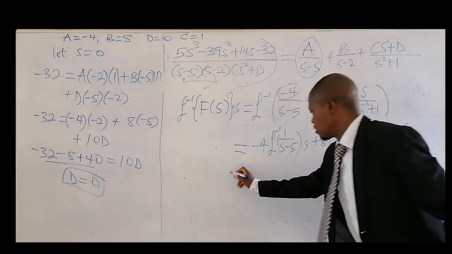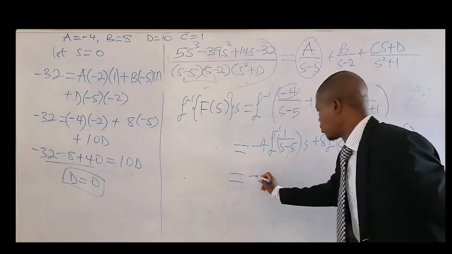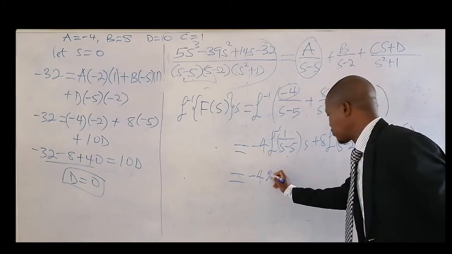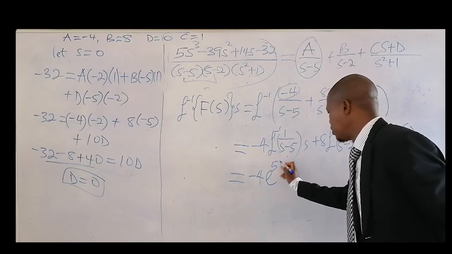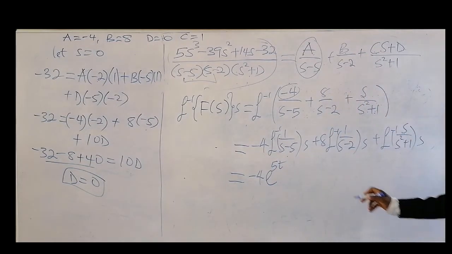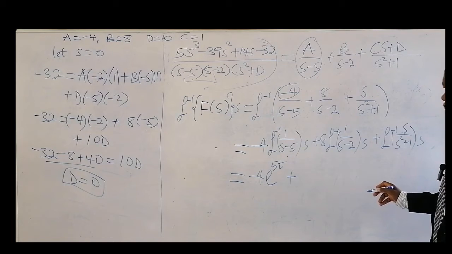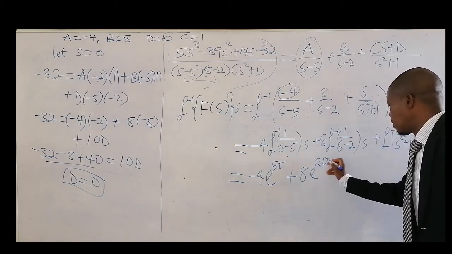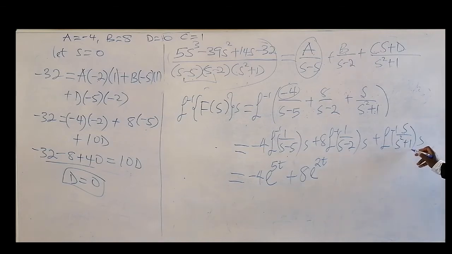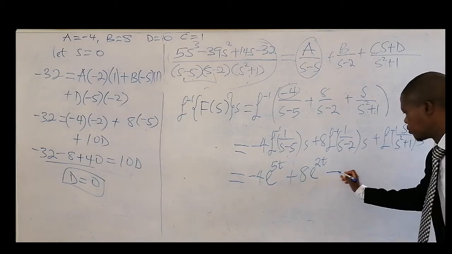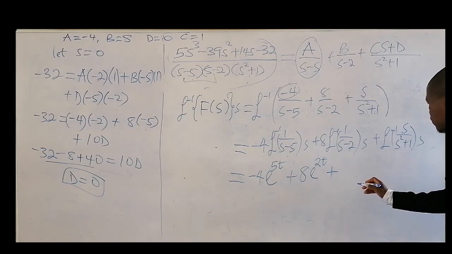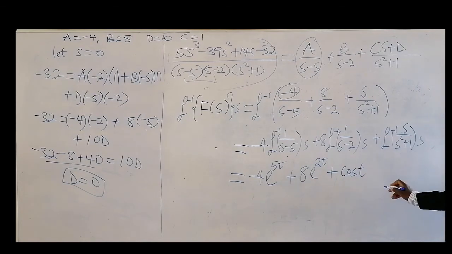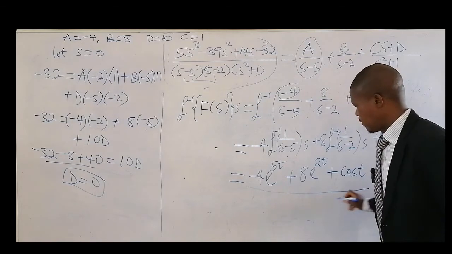So on the final conclusion, you just have this one, minus 4. The inverse Laplace of this will be exponential to power 5t. Okay, and then plus this one will be 8 exponential to power 2t. And this one is a straight table, that will just be what? Plus cos t. And that finishes the question.